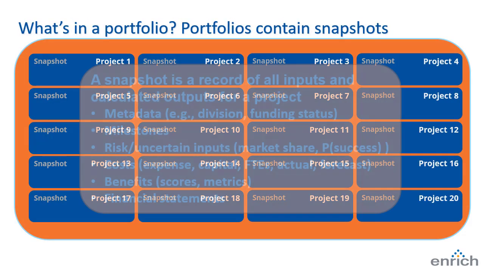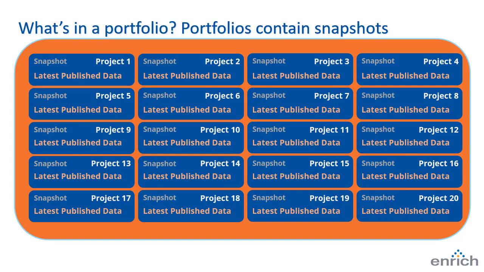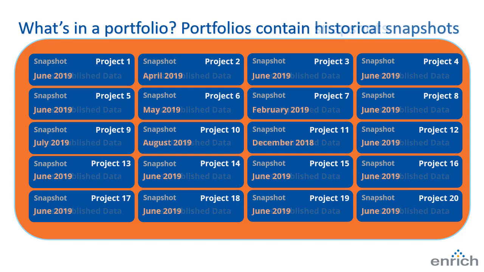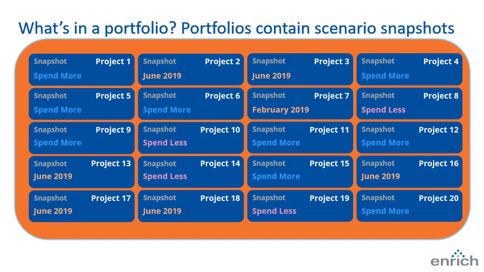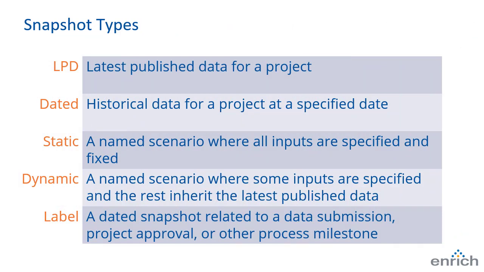Portfolios are composed of project snapshots. Each snapshot represents a specific project's complete set of costs, milestones, and benefits. Snapshots can contain the latest data for an initiative, data for that same initiative at some point in the past, or an aggressive spending scenario with alternative development and go-to-market plans. You can also include more than one snapshot for each project in the portfolio to compare multiple spending plans head-to-head. The many types of snapshots available within the Enrich Analytics platform make it easy to perform advanced variance, what-if, and scenario analytics.